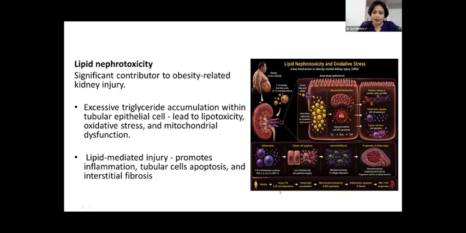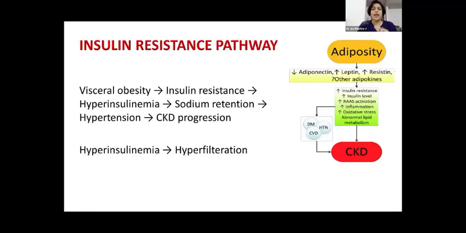So in an obese individual, there is excessive free fatty acid and triglyceride-rich lipoprotein accumulation in the tubular cells, and this tubular lipid accumulation results in mitochondrial dysfunction and reactive oxygen species generation, which results in inflammation, tubular cell apoptosis, and interstitial fibrosis, resulting in ORG as well as CKD progression. Now, insulin resistance is another mechanism by which obesity damages the kidney. See, visceral obesity results in insulin resistance and hyperinsulinemia, causing sodium retention, hypertension, and CKD progression.